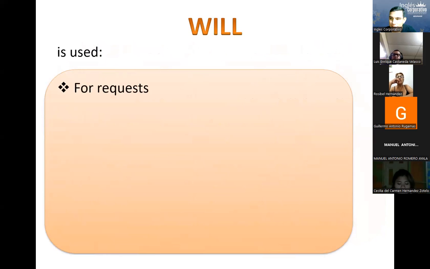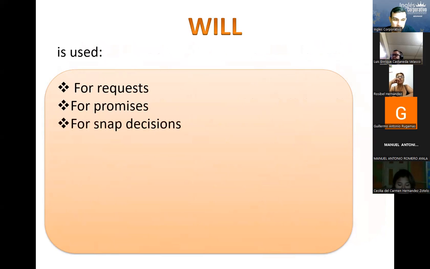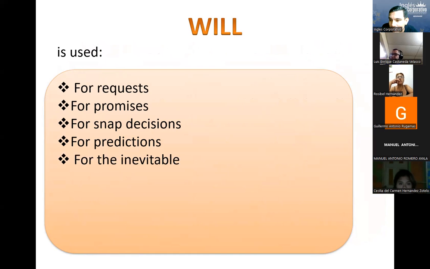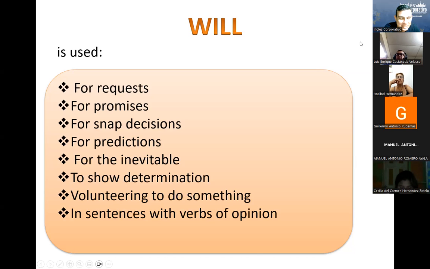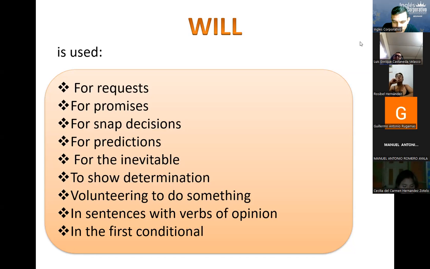Will is used, ¿cuándo lo utilizamos? For a request, for promises, for a snap decision, una decisión que acaba de surgir. For prediction. For the inevitable. Inevitable. Como Thanos. To show determination. Volunteering to do something. In sentences with verbs of opinion. In the first conditional. Okay, these are some uses that you might have for will.